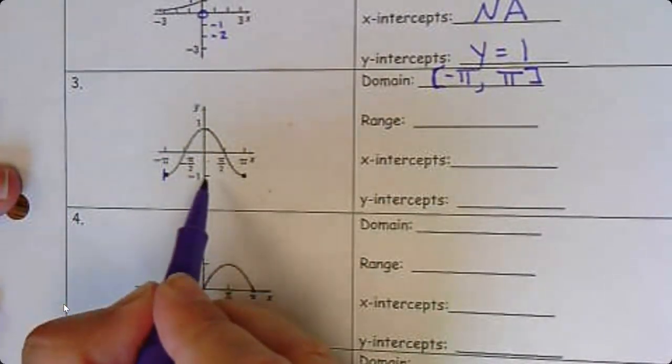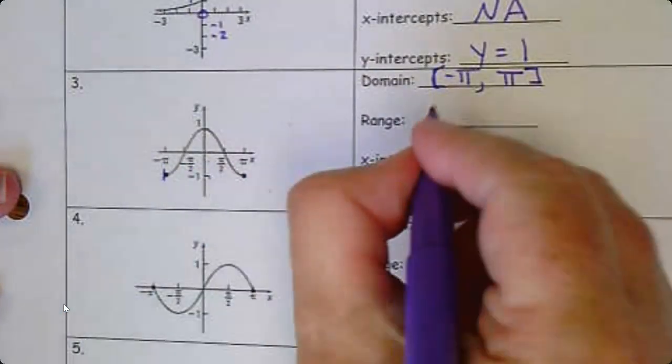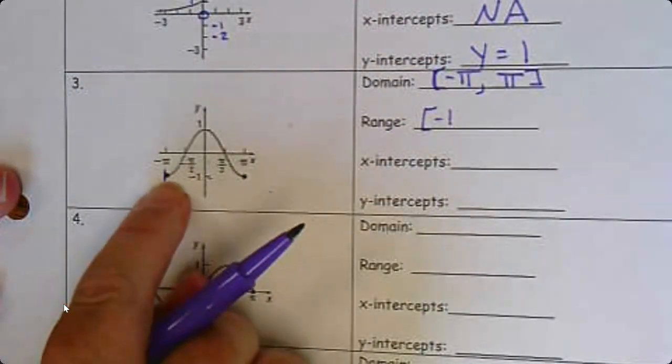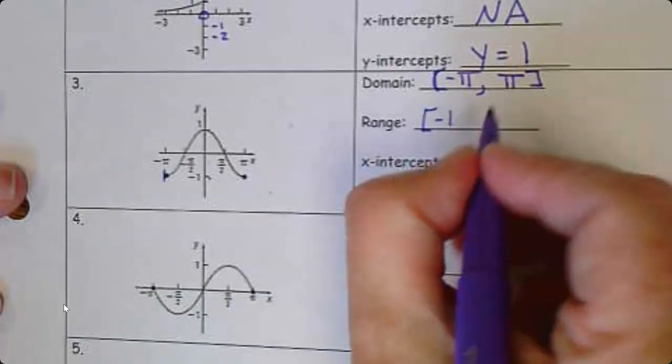Range. Do I cover all of my y values? And the answer is no. My lowest it goes to is -1. And yes, we do touch it because of that dot. And then we go all the way up to 1.